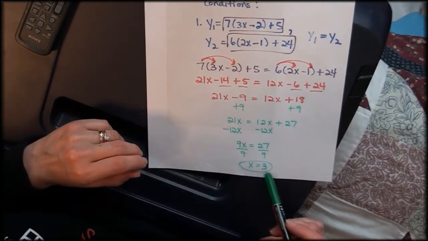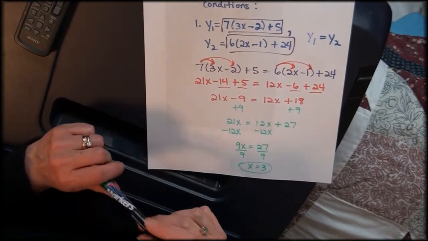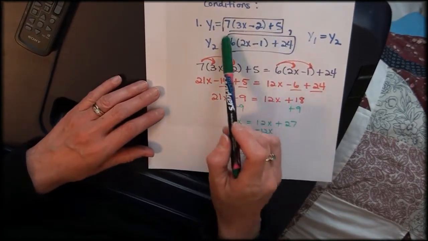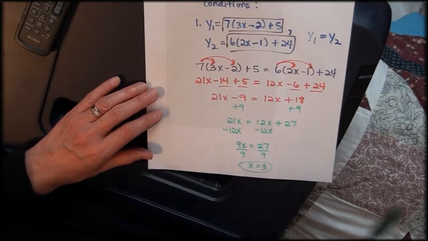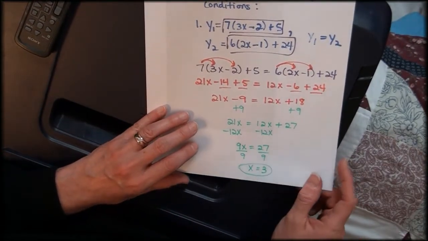Notice here we didn't worry about an extraneous root because you only worry about an extraneous root whenever you have fractions in your equation. I didn't have any fractions to begin with. So there was nothing that was going to create a 0 in the denominator. I had nothing to worry about there. The answer simply is x equals 3.